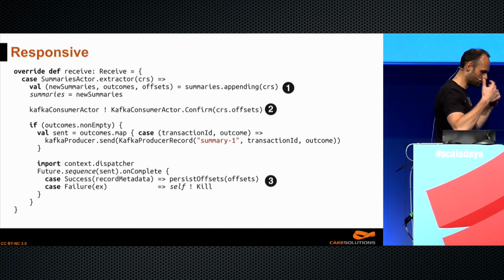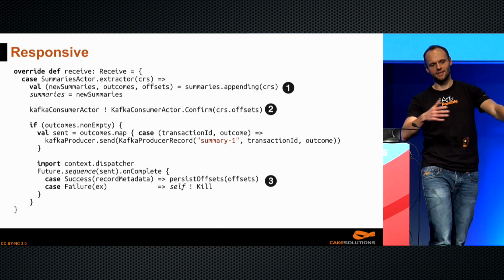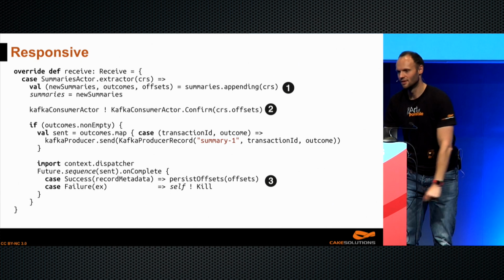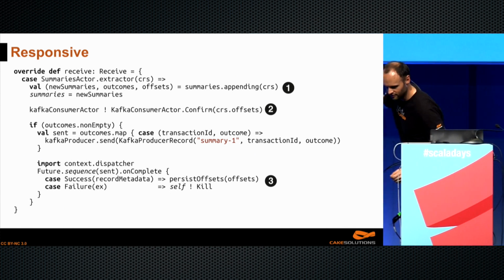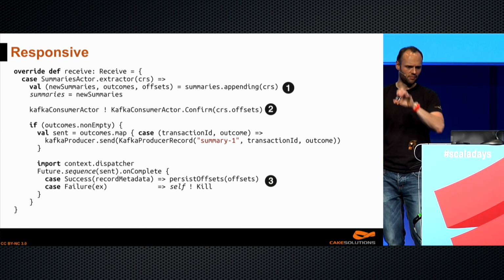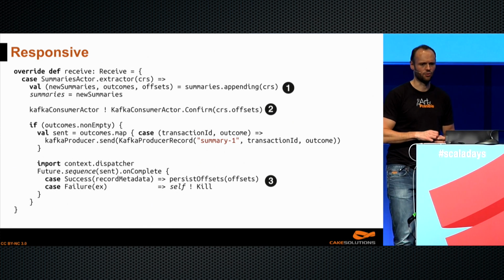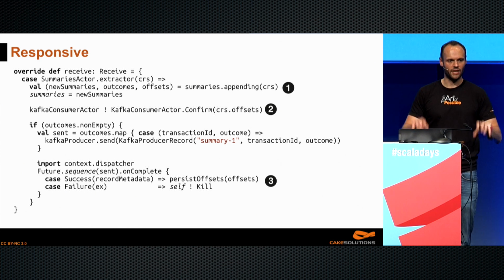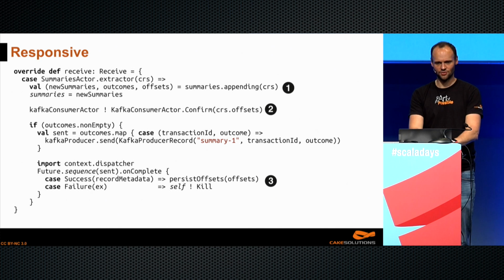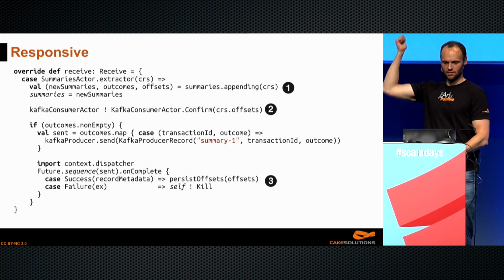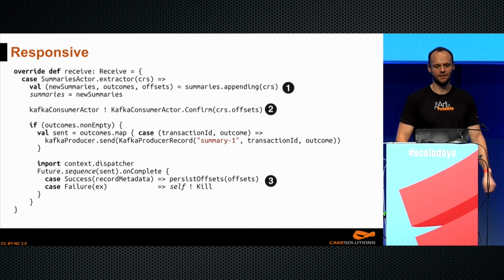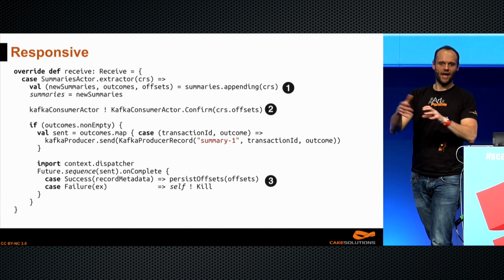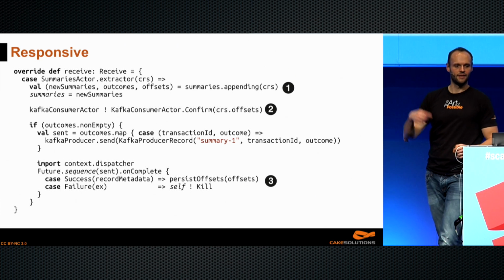Line number 1, we have subscribed to Kafka, right? And it has sent us this batch of messages. So we have, let's say, 5 messages. Now, this actor builds summaries based on transaction ID. That's how we work. And so line number 1 is plain old Scala code, right? We have some summaries, which is our own data structure, and we append the consumer records, and what we get out of it is new summaries, the outcomes, the things where we have the 3 messages, if you remember the slide earlier, and then offsets.